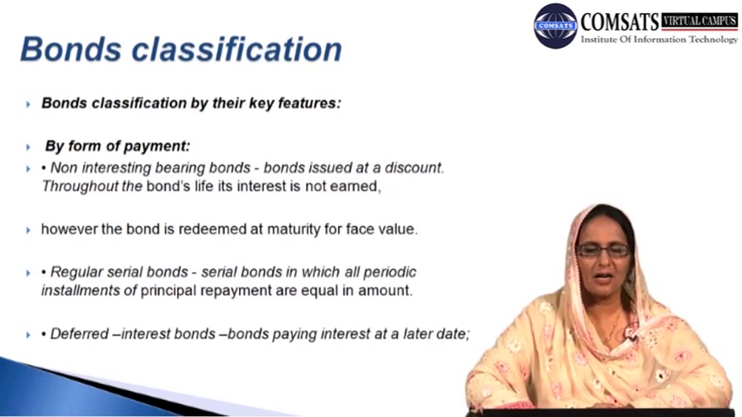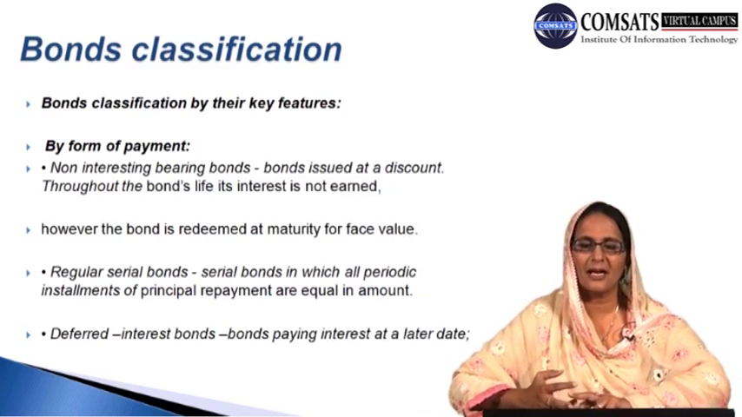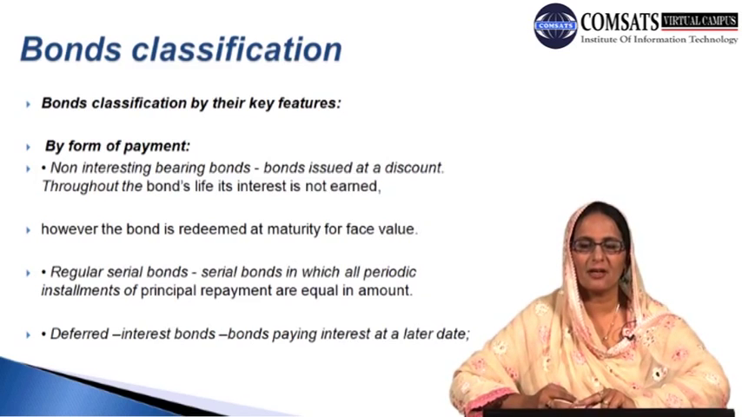Serial bonds are bonds in which all periodic installments of principal repayments are equal in amount. And then we have another important type, known as deferred interest bonds. Deferred interest bonds pay the interest rate at a later date. Therefore, we can say that with non-interest-bearing bonds, the investor receives the principal as well as interest according to the face value at the time of maturity.